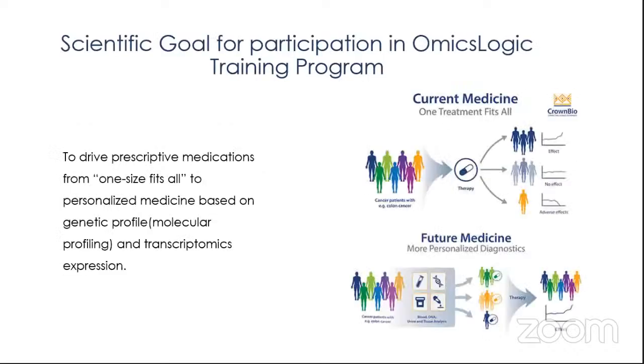Progressing with the course, my scientific goals are somewhat modified. That is, to drive prescriptive medications from a one-size-fits-all to personalized medicine based on genetic profile and transcriptomics expressions. Why? Because the robustness of our body's interaction networks leaves room for the formation of alternative network routes with the same disease expressions in different individuals. Take, for example, the triple negative and the luminal basal breast cancer.